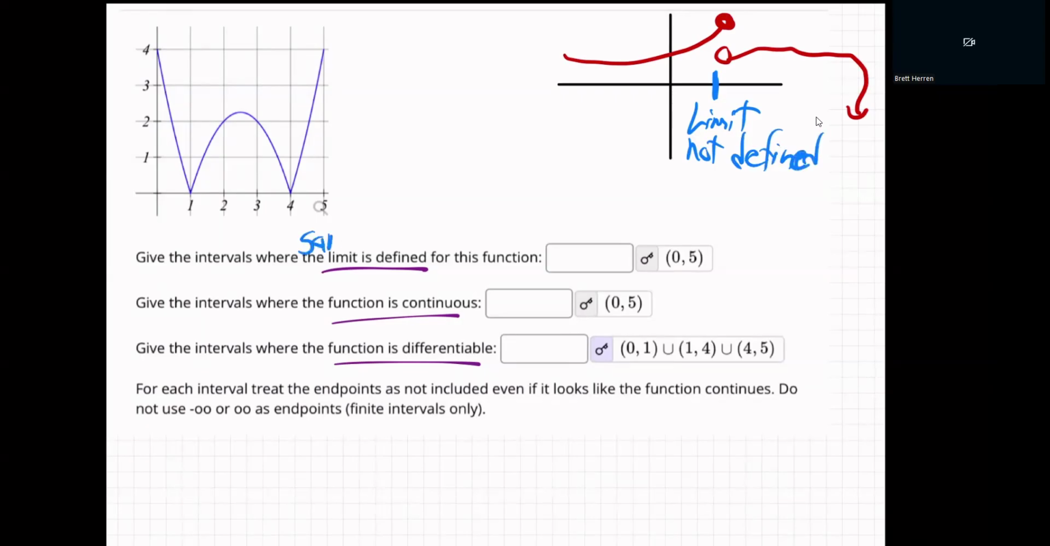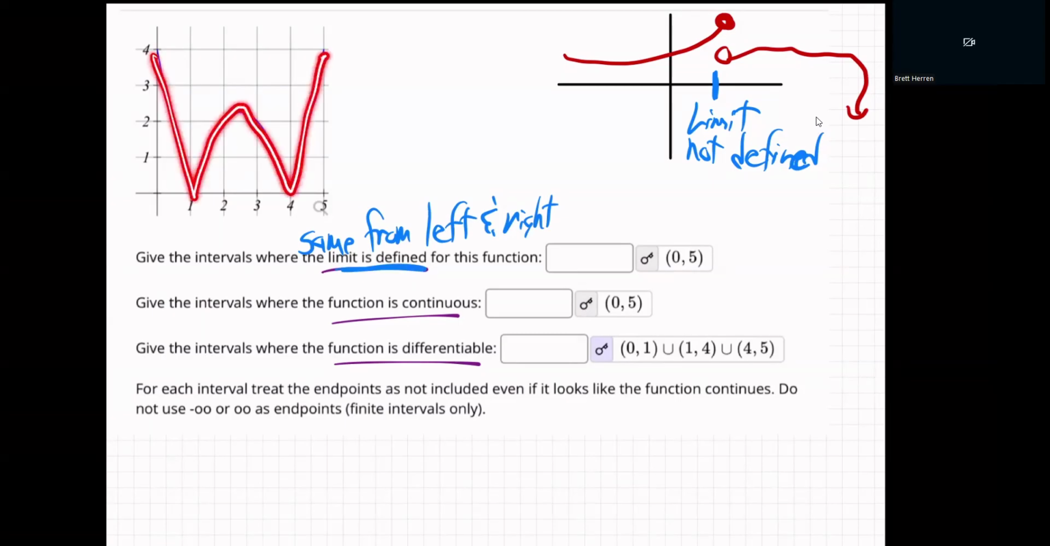It's got to be the same from the left and the right. You can't have different heights from the left and the right. That's what it means for a limit to be defined. Well, this function doesn't have any left and right missing like that. So it's good everywhere from 0 to 5. It's good.